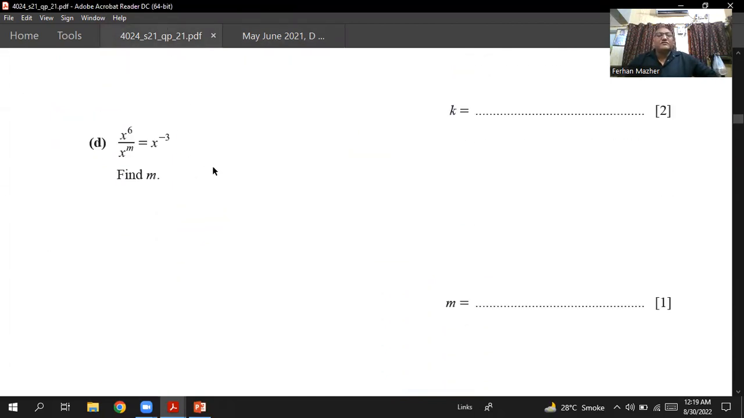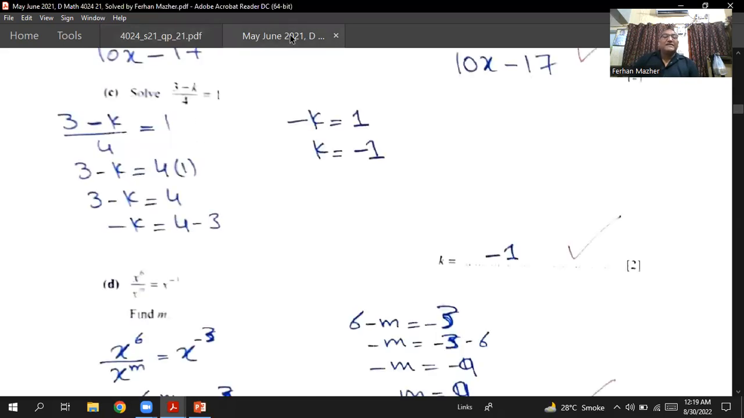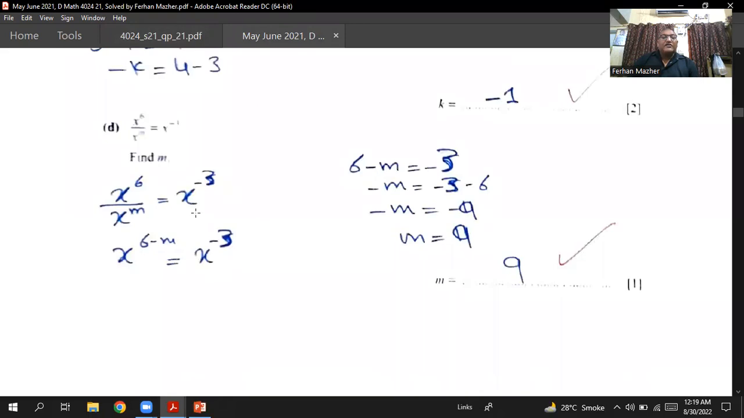Okay, the next question. It says x raised to power 6 divided by x raised to power m is x raised to power minus 3. Find the value of m. The bases are the same, so from the numerator's power, I will subtract the denominator's power. So you will have x raised to power 6 minus m is equal to x raised to power minus 3.